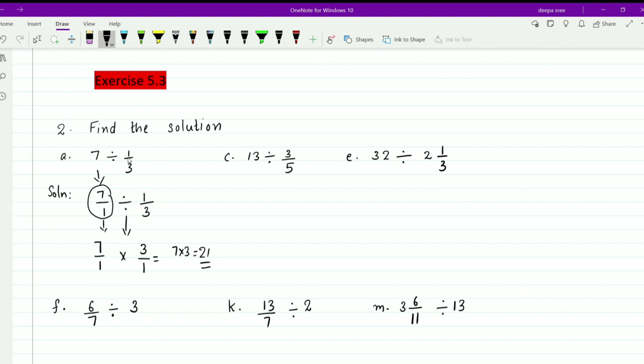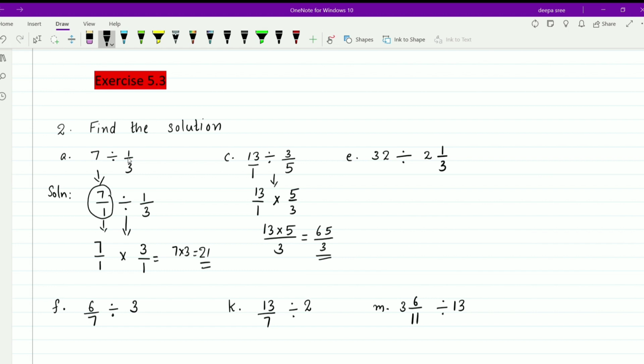Second question, 13 divided by 3 by 5. Convert this into a temporary fraction, 13 by 1. First fraction we write as it is. Convert the division symbol to multiplication symbol. Take the reciprocal of the second fraction, that is 5 by 3. Now apply the multiplication rule, 13 into 5 divided by 3. We cannot reduce it to lowest form because there is no common factor of numerator and denominator. Therefore we multiply directly. 5 3s are 15, 5 1s are 5 plus 1 is 6, so 65 divided by 3 is the answer.